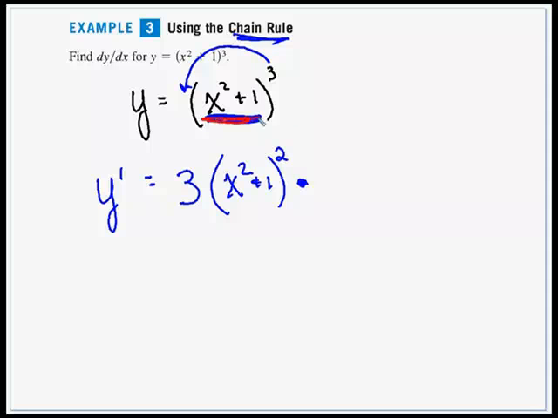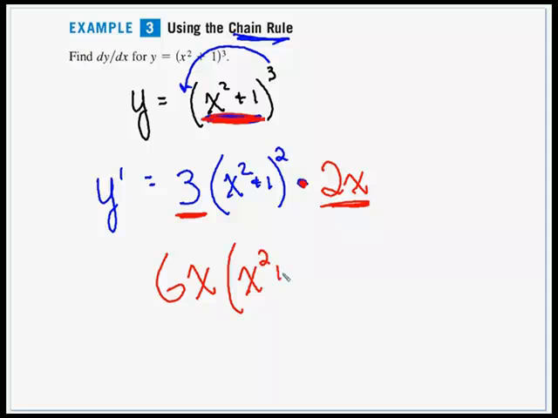What is the derivative of this inner function? Well, the derivative of x squared is 2x. That 1 just derives away. So we're going to multiply this times 2x. And we can collect up some like terms. This 3 times 2x would be a 6x. And then we'll have our parentheses quantity squared. I wouldn't recommend foiling that out. That would make it a little more complicated. So there is our derivative with the chain rule.